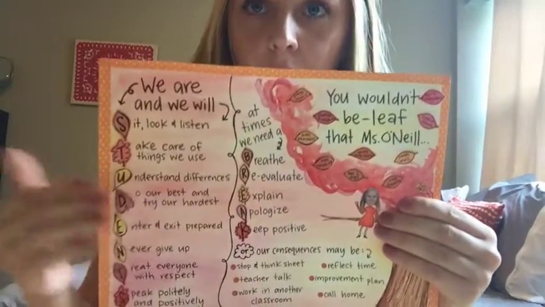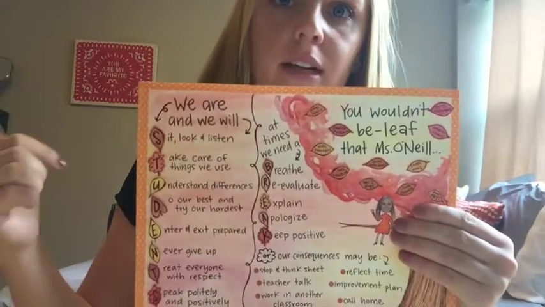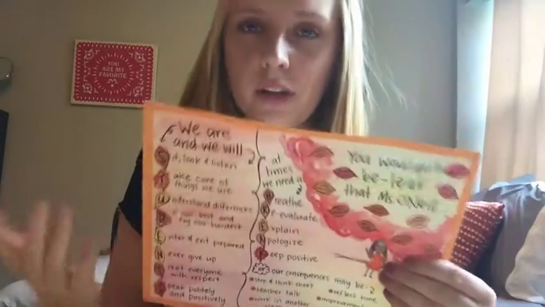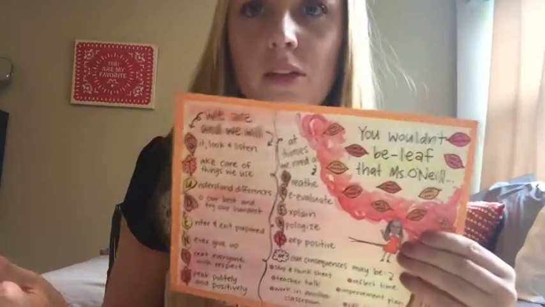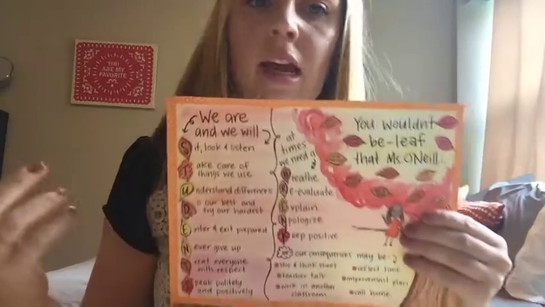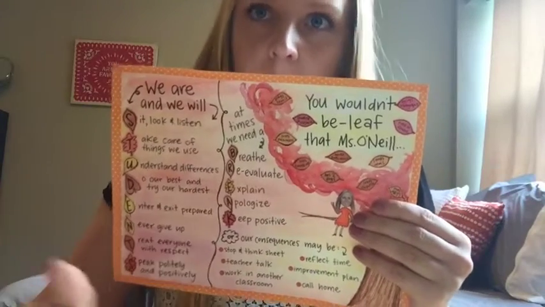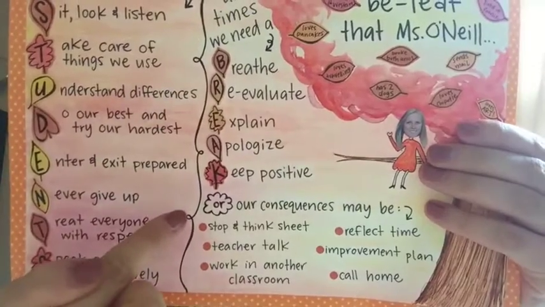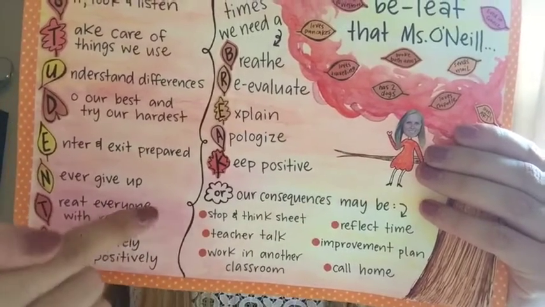The reason why I wrote our consequences may be, instead of listing consequences 1, 2, 3, 4, 5 and saying this is how it will go, is that teaching is so situational and all the students are different. Their backgrounds are different, they come to school in different moods based on family issues or personal problems. So you can't really say this is exactly what's going to happen should something go wrong, because everything is so situational.